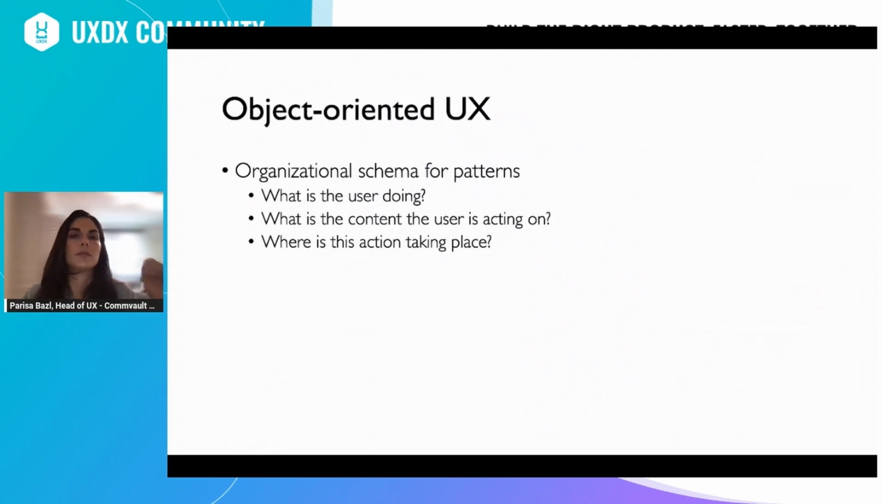And then we cross-reference that with the data context. So that means the level in the data hierarchy where this action is taking place. So is it taking place on a main object? Is it taking place on a group of objects? Or is it taking place on a reference or a child object that has a parent?